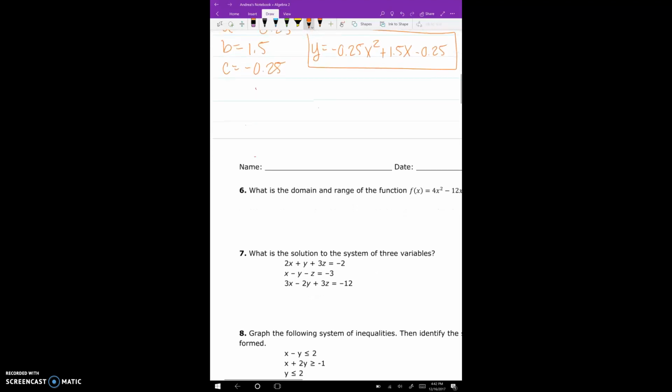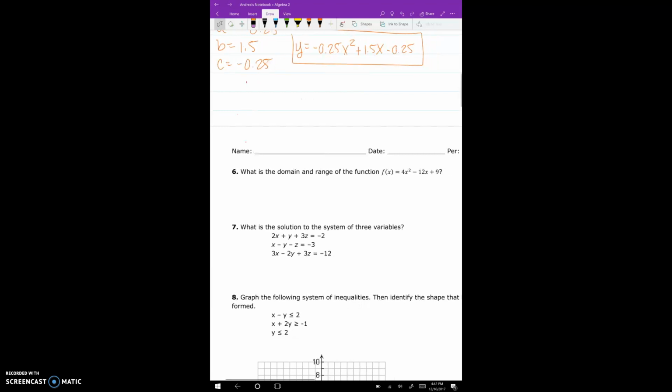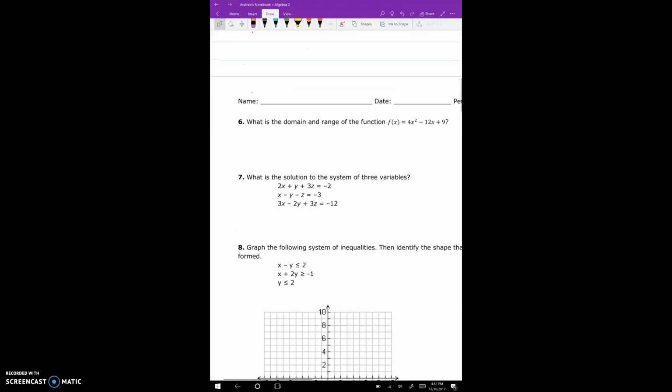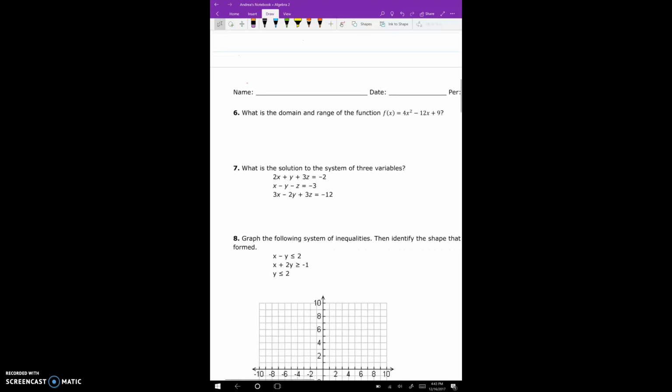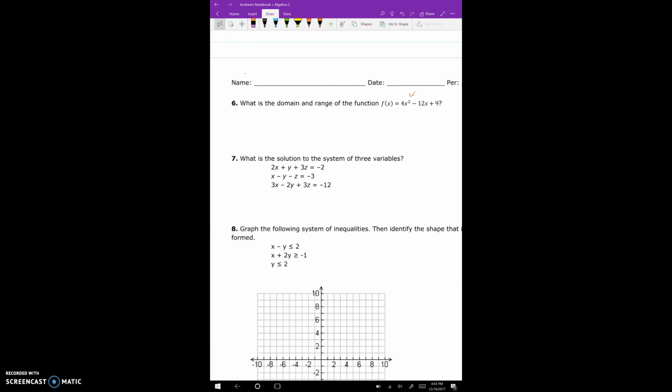What is the domain and range for this function 4x squared minus 12x plus 9? Well, domain you can find by knowing that it's quadratic because of the power of 2. That makes this quadratic. Quadratics always have the same domain, which is -infinity to +infinity, or you can say all real numbers. For the range, the easiest way to find this would be to find your vertex.